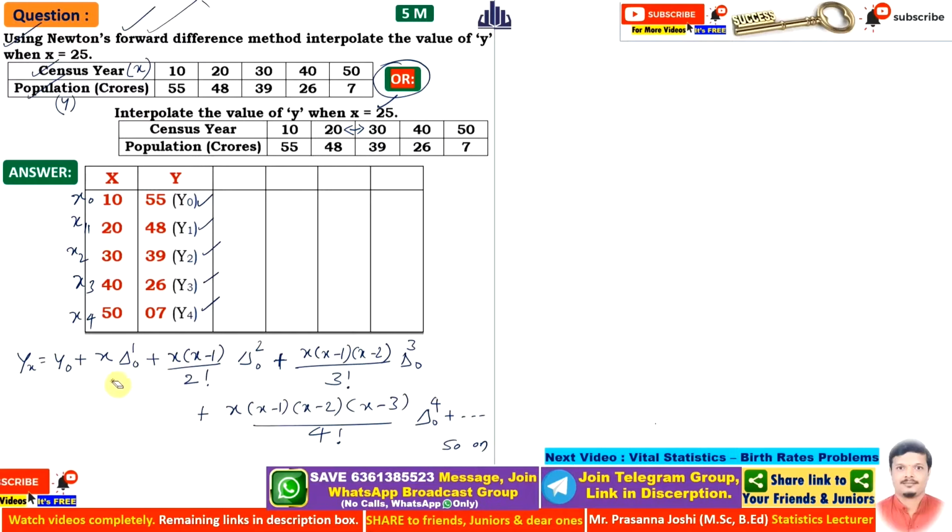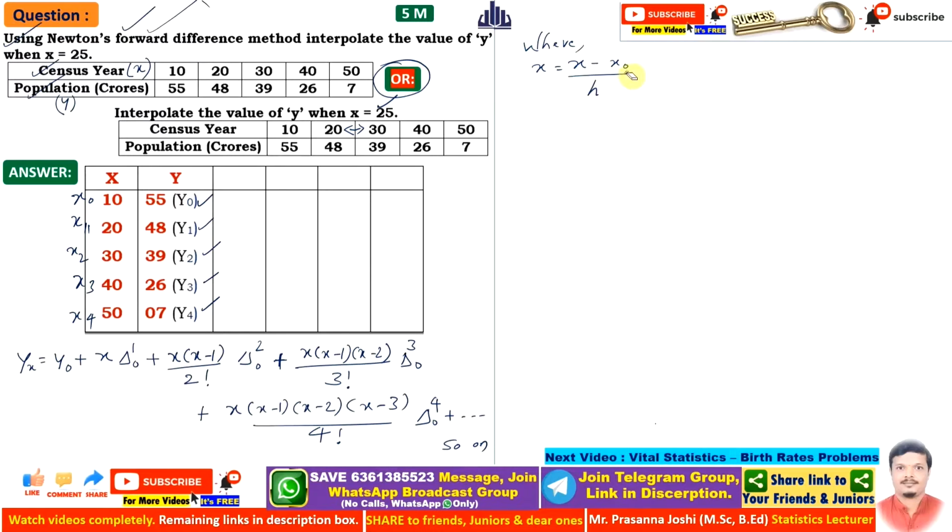Now, here what is x then? We have to substitute the values in this particular formula in order to get the final answer, where x is equal to x minus x naught divided by h. You can write where x equal to x minus x naught divided by h.